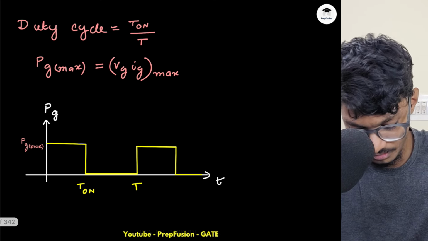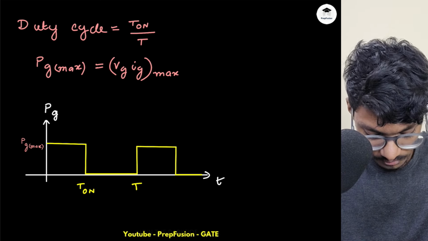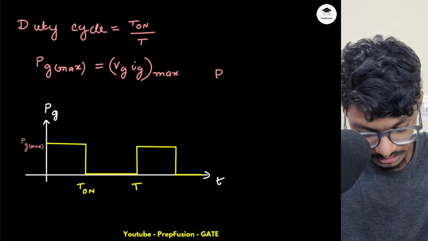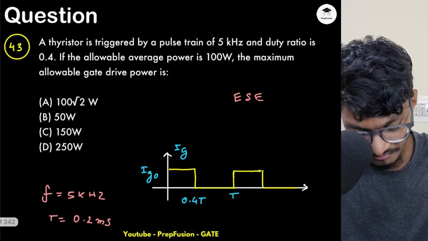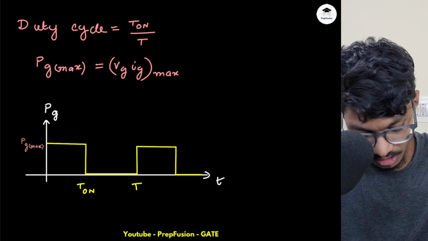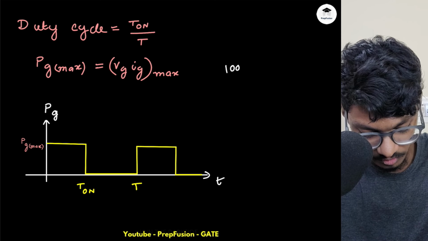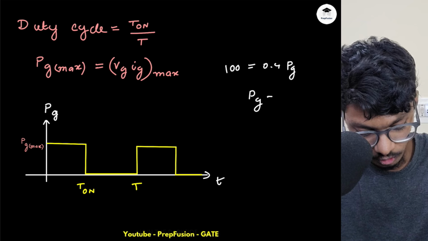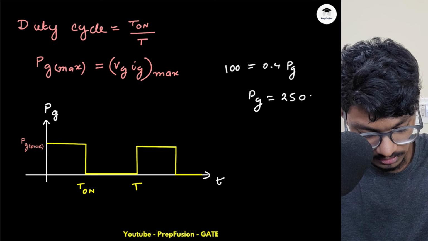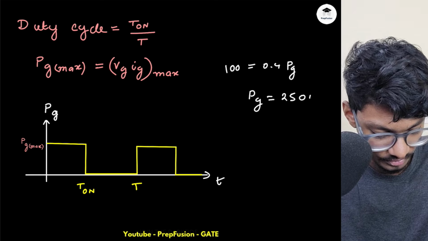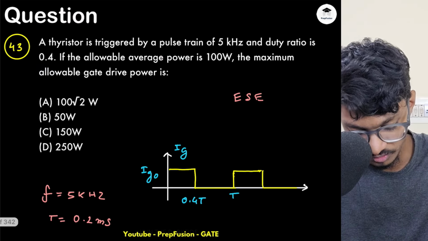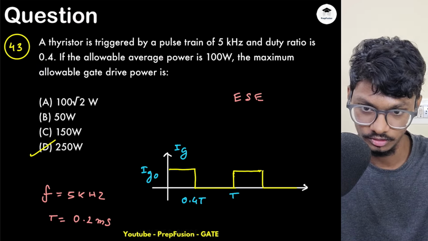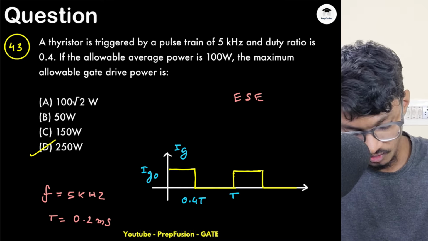So here they have already mentioned the average power loss. The average power loss is 100. So I will just directly use the formula: 100 equals duty cycle 0.4 into PG max. So your PG max will be 250 watts, simply 250 watts, nothing much to use brain over here. So the answer will be option D. Okay, option D will be your correct answer. Let's move on to the next question.